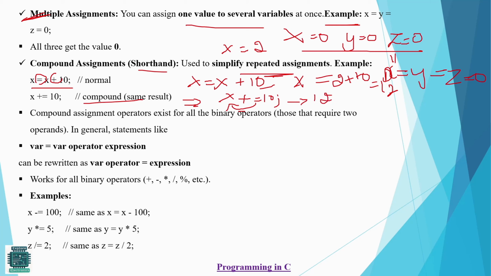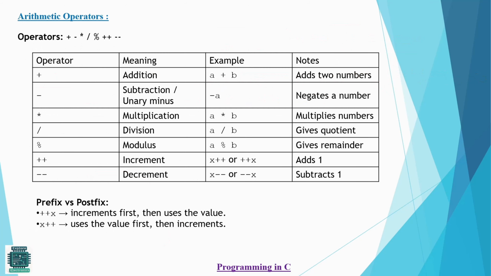Okay, and variable is equal to variable operator expression can be written as variable operator is equal to expression, and it works for all binary operators. Here are some examples of the assignment operators with other operators like multiplication, division, and addition. Okay, now that's all about the assignment operators.